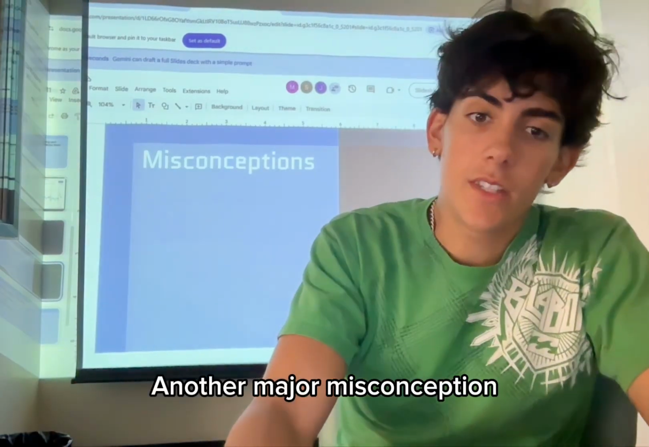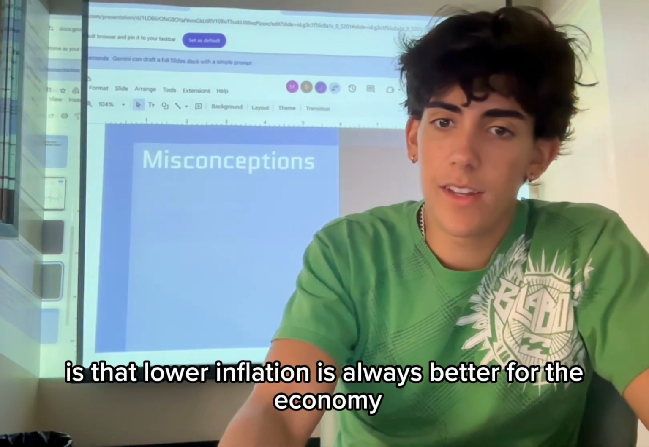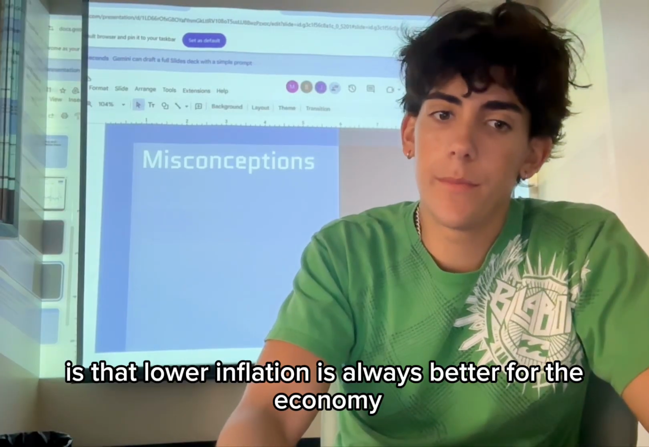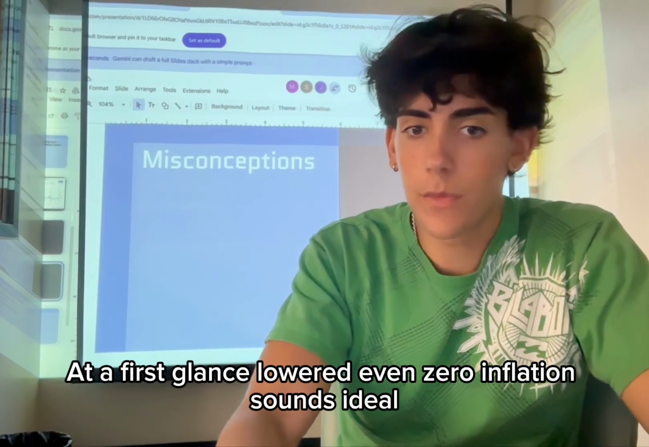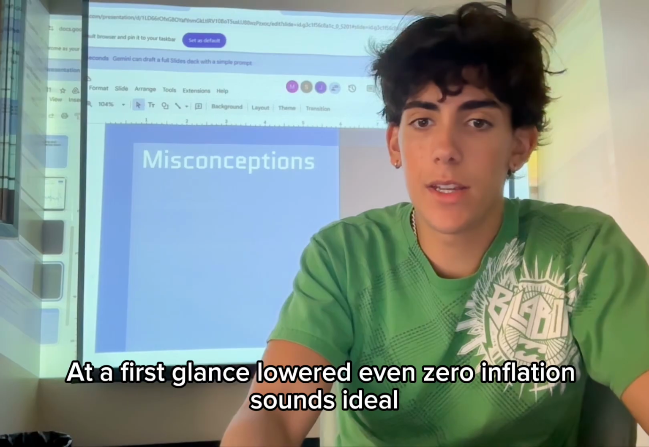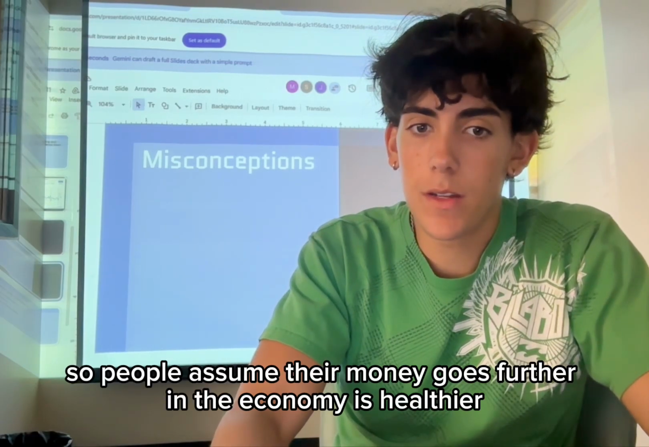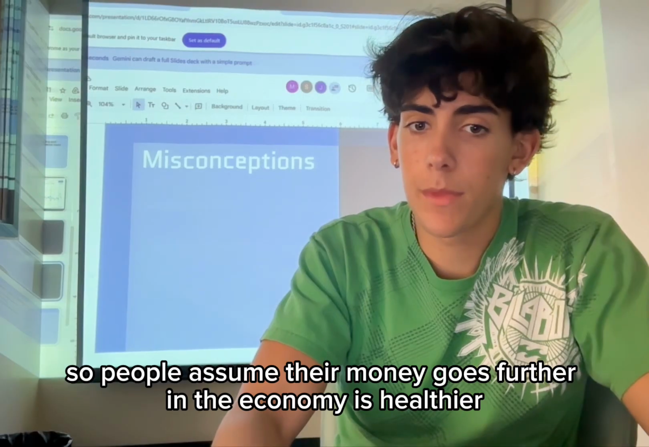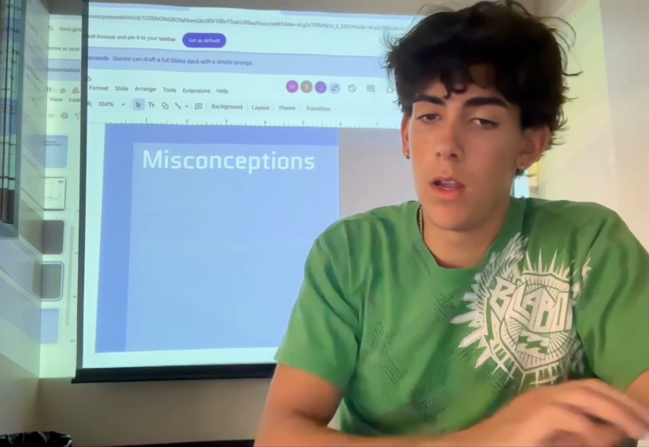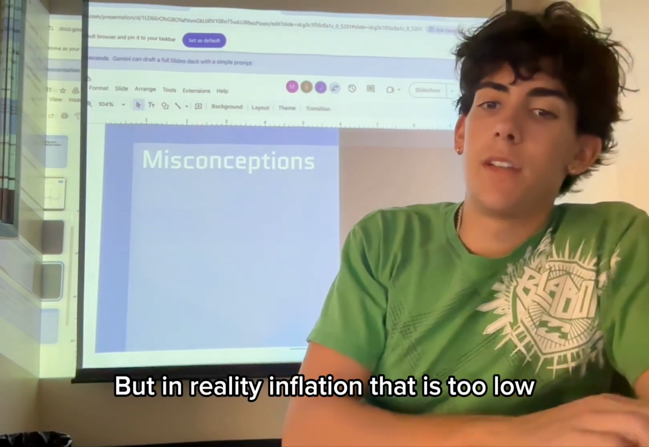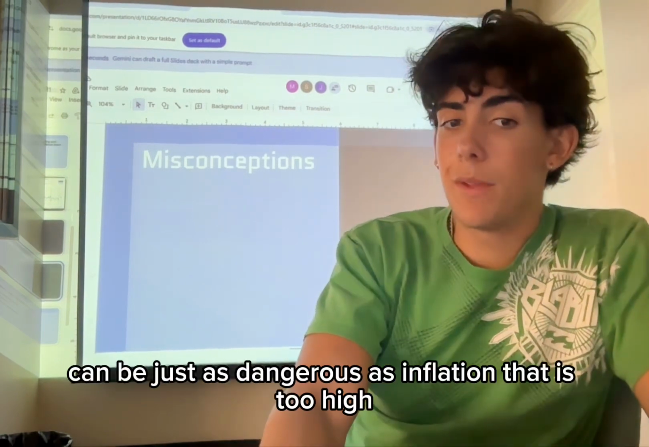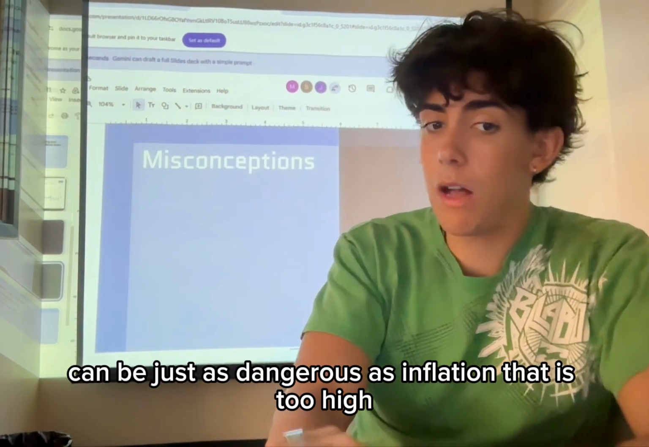Another major misconception is that lower inflation is always better for the economy. At first glance, low or even zero inflation sounds ideal. Prices aren't rising, so people assume their money goes further and the economy is healthier. But in reality, inflation that is too low can be just as dangerous as inflation that is too high.